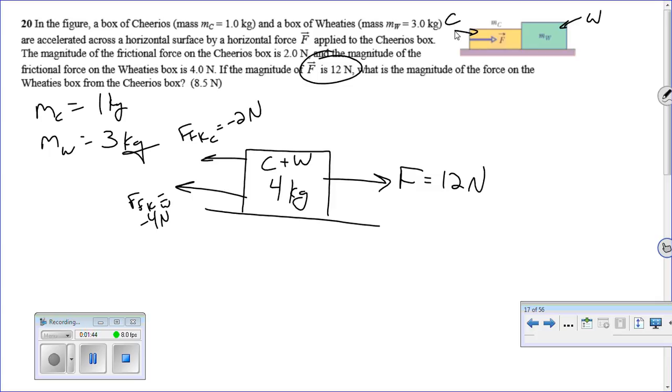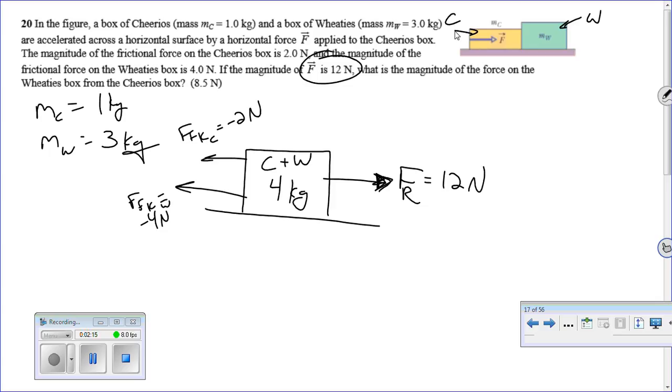Now, there are other forces here, right? There's the force of the Cheerios pushing the Wheaties, the force of the Wheaties pushing the Cheerios, but that's an internal force, right? Remember, when you look at a system, the only forces you put on your free body diagram are the external forces, forces that come from outside of the system. So this force here is an applied force. It doesn't say, maybe it's the force of Roy, right? So that is an external force. And then friction comes from the table, okay?